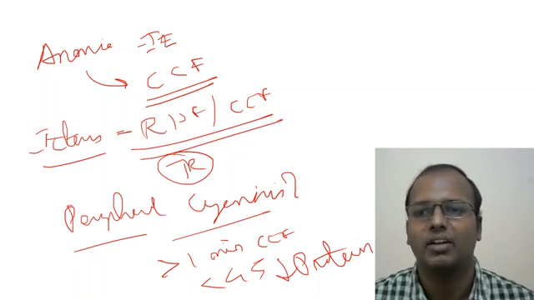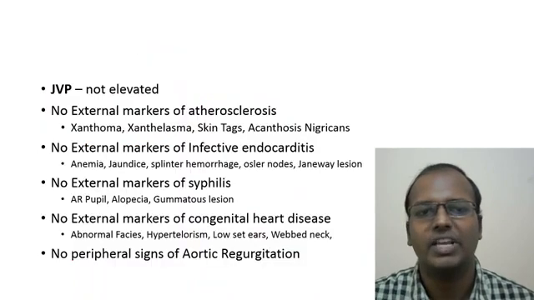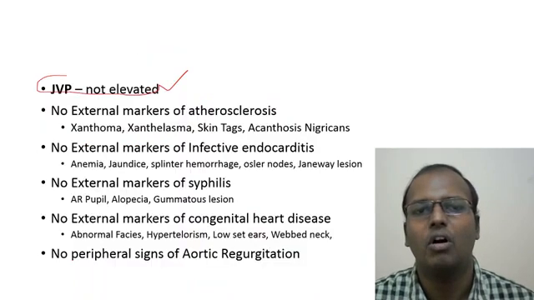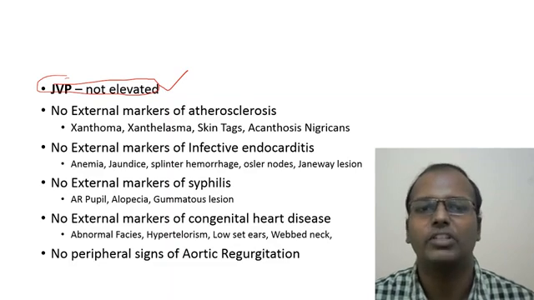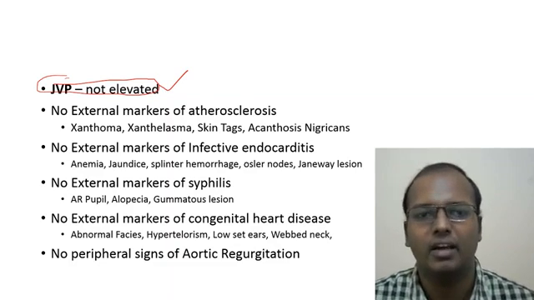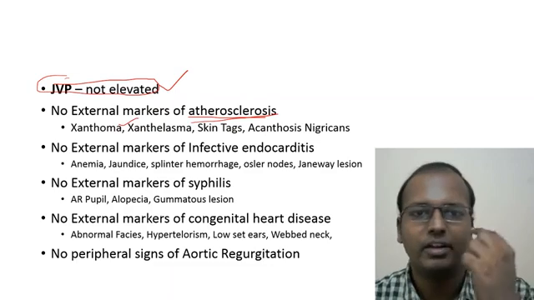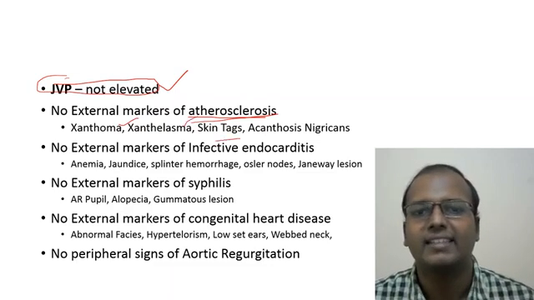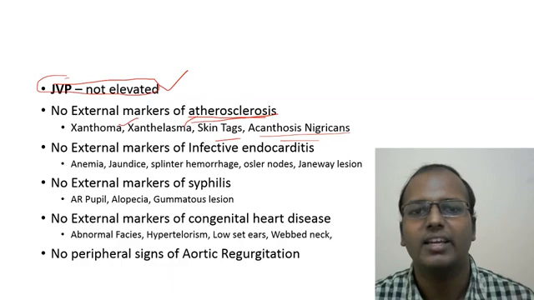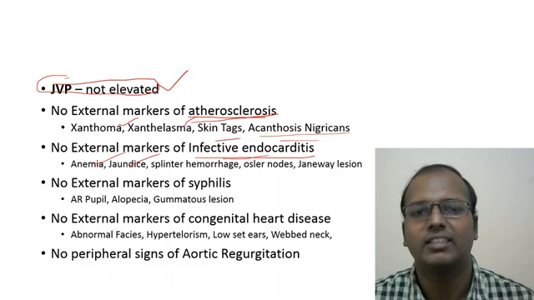All right, coming to JVP. We have to know everything about JVP, which will be discussed in a separate module. And you can check for the external markers of atherosclerosis. Basically, you can check for tendon xanthoma, and in the periorbital region there can be xanthelasma. Skin tags and acanthosis nigricans can be suggesting an insulin resistant state. Infective endocarditis, external markers can be anemia, jaundice, splinter hemorrhages, Osler's nodes, or Janeway lesions. External markers of syphilis can be Argyll Robertson pupil, alopecia, and gummatous lesion.